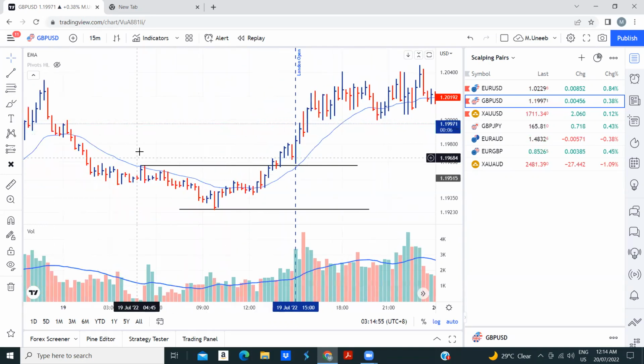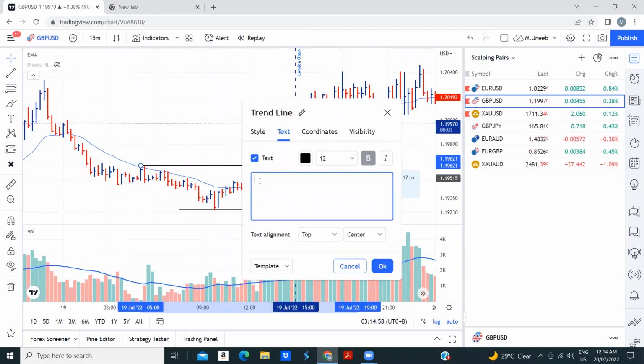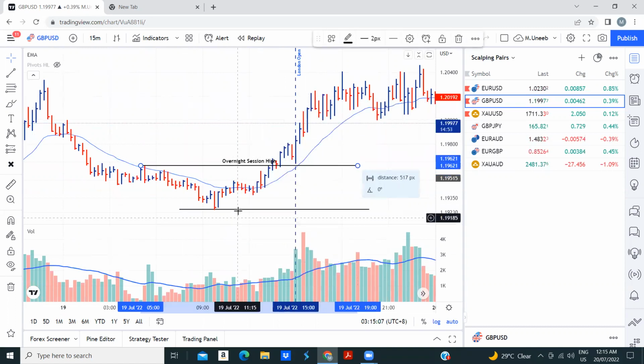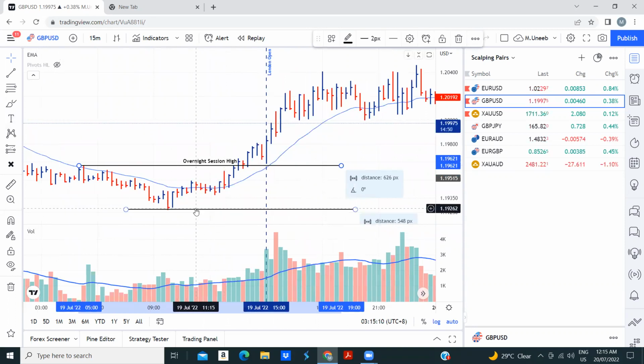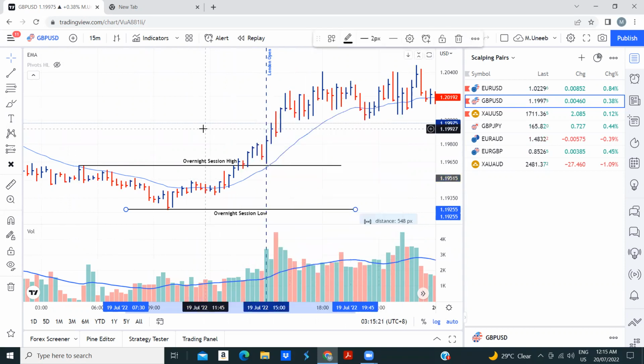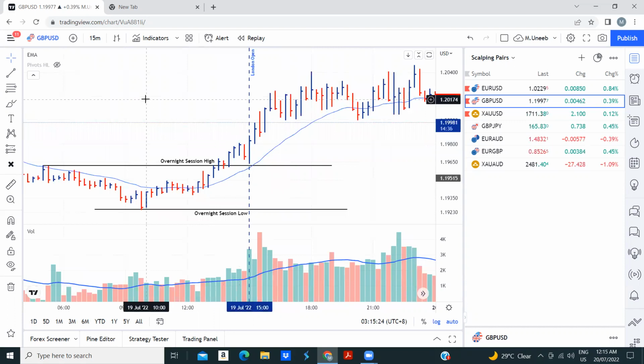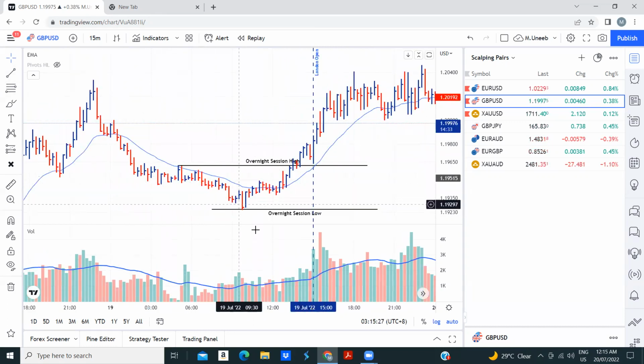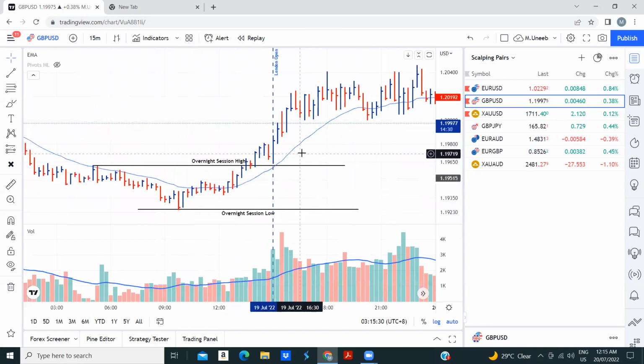So we have the overnight session high and here we have the overnight session low. So overnight session high and low, and this is London Open. Here we have to determine the bias between the overnight session high and low, and after the overnight session high once the London opens. Because just before the London Open, we also broke through the overnight session high.